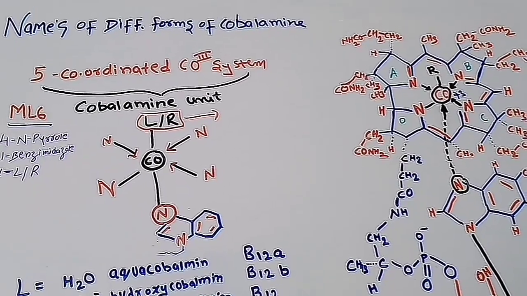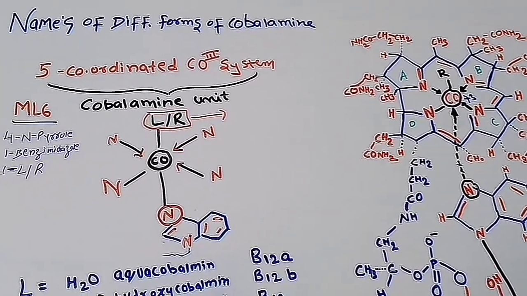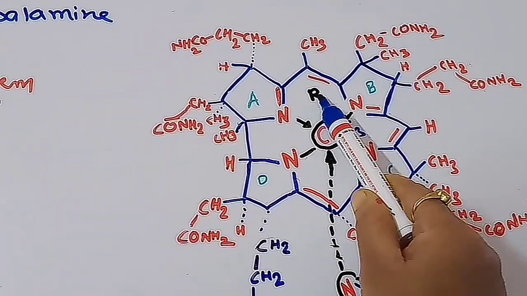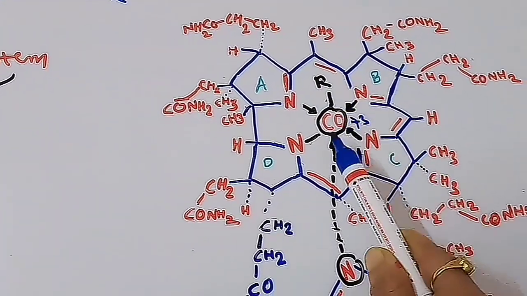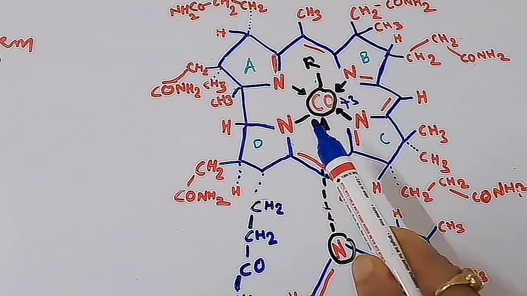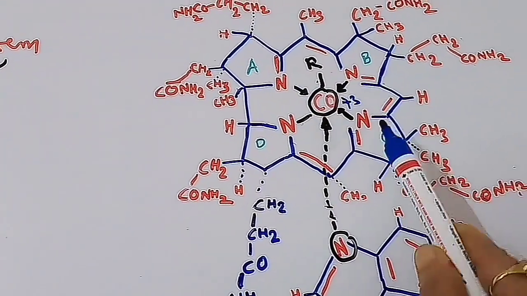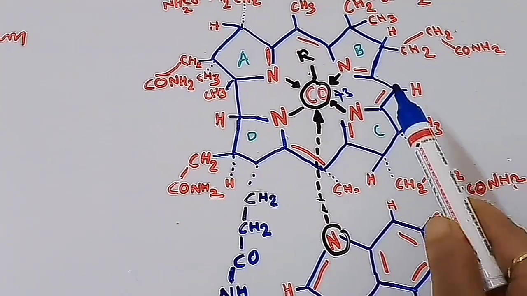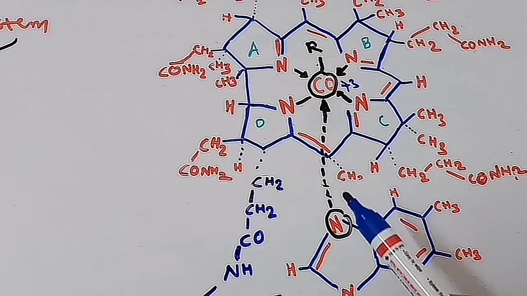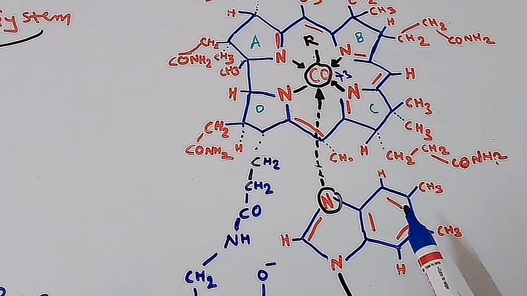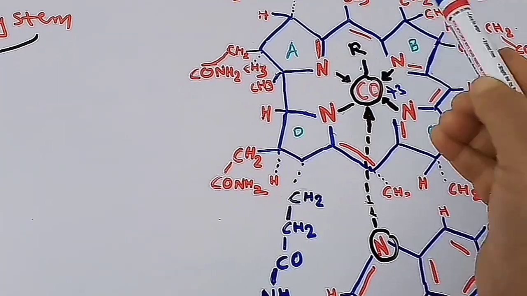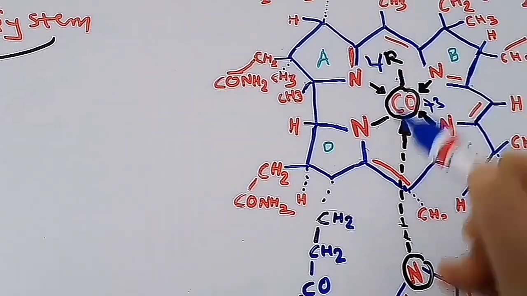Let us see the names of the different forms of the cobalamin according to the group present on this position, meaning this is the 6th octahedral site. So we can say that the 4 nitrogen atoms of the pyrrole ring form the 4 coordinate bonds. The 5th bond is formed by the nitrogen of the benzimidazole ring, and the 6th position is substituted by any ligand, or we can say the R group.